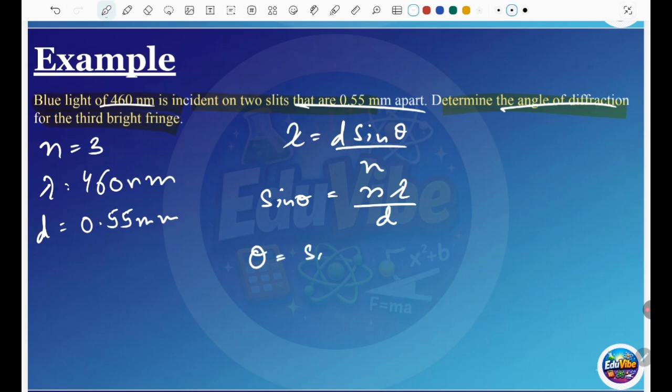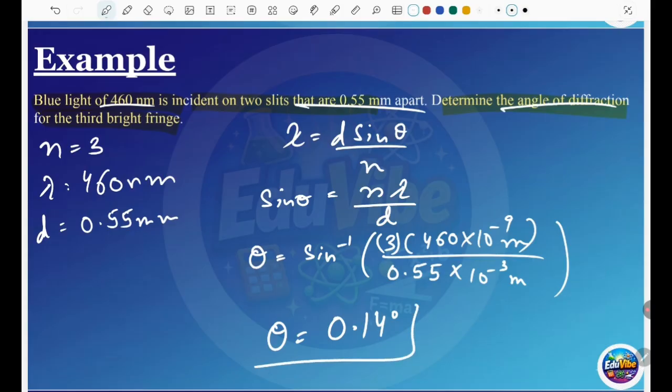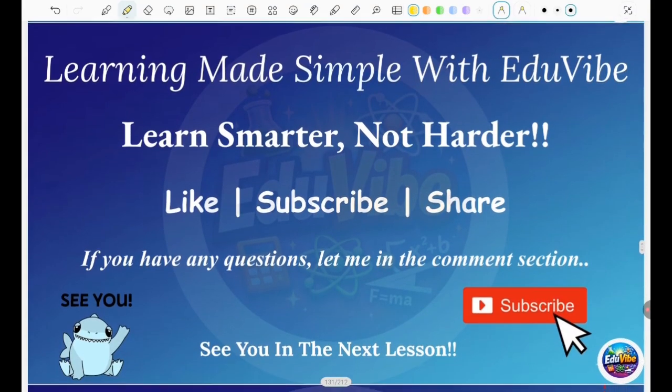So theta is equal to sine inverse of n, which is 3, times the wavelength 460, where nano has a value of 10 raised to minus 9 meters, upon d, which is 0.55 mm, and milli has the value of 10 raised to minus 3 meters. When you solve this, you get theta of about 0.14 degrees. From this, you can see how to use the formula. We do more examples in the practice questions. For now, this is the example and the end of this lesson.